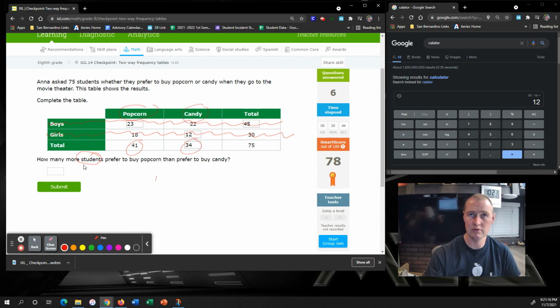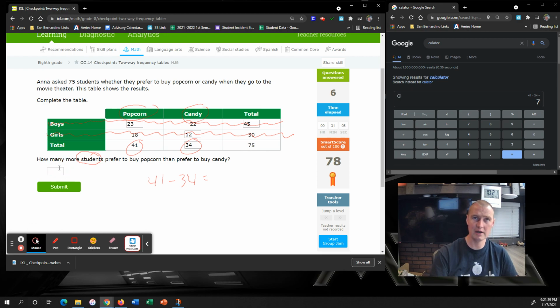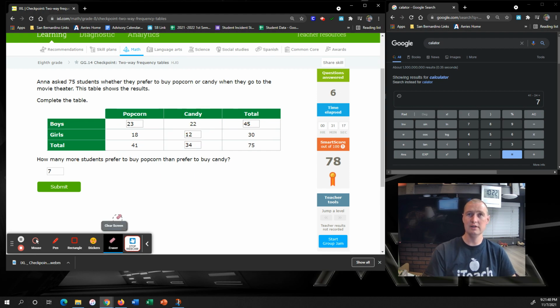All right, so what we're going to do is popcorn 41 minus the candy, which is 34. So we got 41 minus 34. 41 minus 34 equals 7. So 7 students would rather have the popcorn than the candy. So as long as I put that number in correctly, we're good. All right, there it is. Frequency table's all filled out. We got 7 more students that would prefer to buy popcorn than the candy. So scared to hit submit, but we got to do it to make it happen.